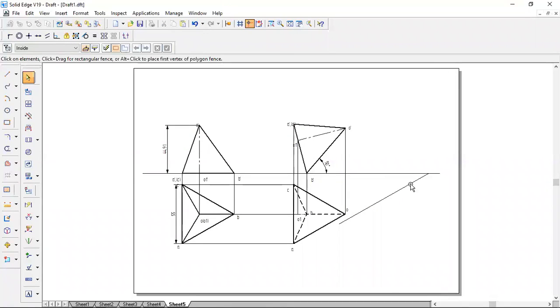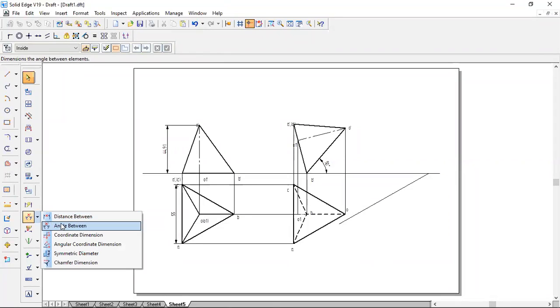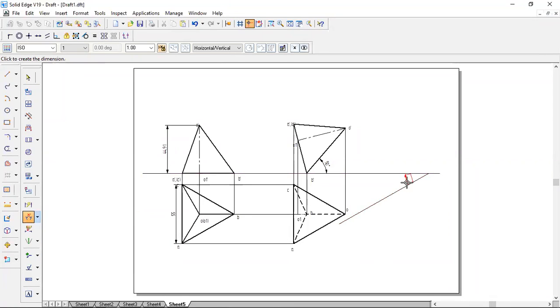So this is a 30 degrees inclination. 30 degrees inclination is given. So measure the angle between this and this. It is 30 degrees. So this original length of this edge is inclined at an angle of 30 degrees.